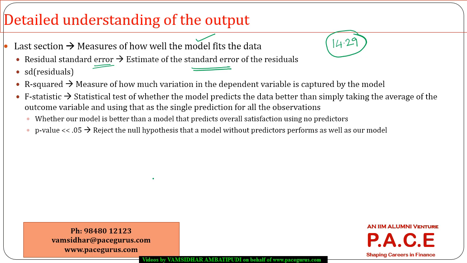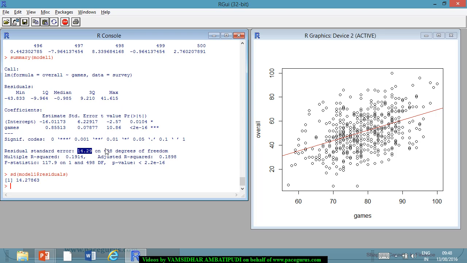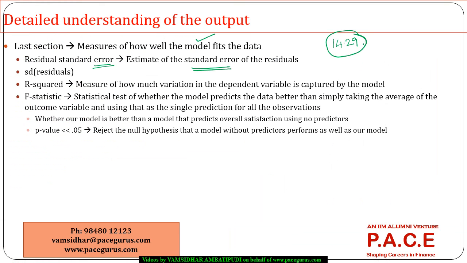And the way we interpret it is, when I am trying to do some kind of prediction, on an average my error in prediction would be in the range of 14.29. So on an average, the error in prediction will be around 14.29. My objective always will be to reduce this error, because the more error that exists, the lower my prediction accuracy goes. So my prediction interval is getting wider. This is where my intention is always to minimize this number.